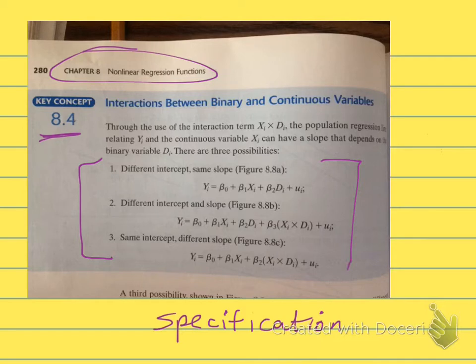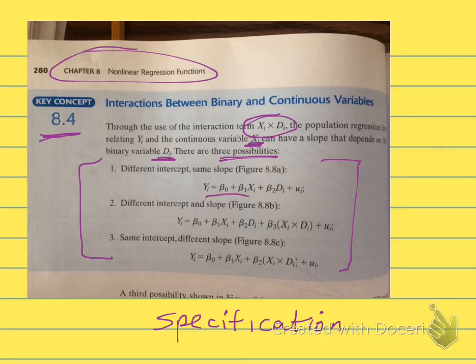And here are three that include interaction terms. So an interaction term is when we have two variables that are multiplied by each other. We have, in this case, a continuous variable x and a binary variable, a dummy variable, an indicator variable d. And there are three possibilities for these.